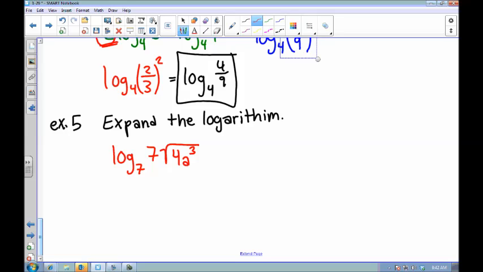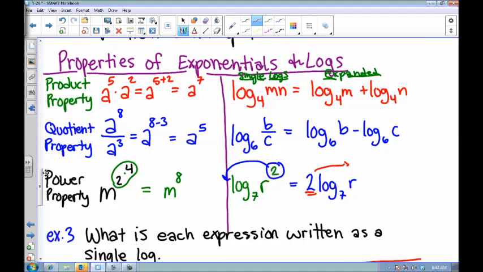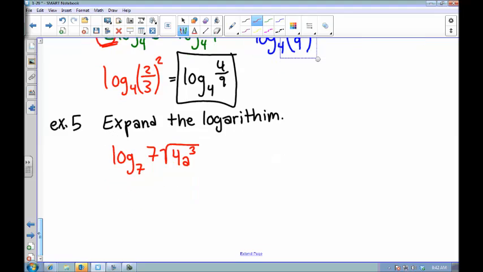So, what operation is present here that we need to expand? Because we're trying to get it to look like one of these rules: the product, the quotient, or the power rule. So we have to figure out what operation is there so we can expand it. The product rule, what's being multiplied? 7. 7 times the square root.